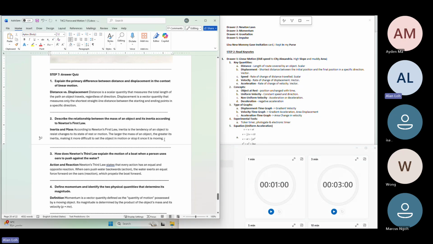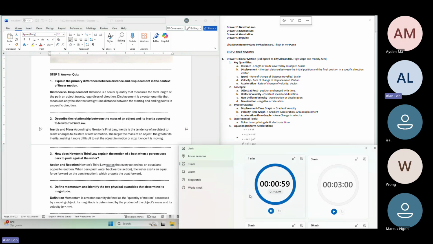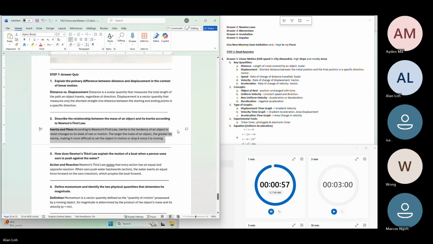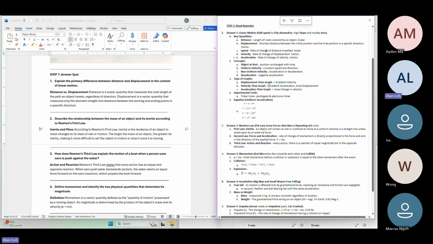Now, do the same thing. Read the question. Ask yourself, which drawer is this? Form your own answer. Then compare your answer with this answer. Let's do it in 1 minute. How do you form your own answer? With your drawing, with the story, and also this reference here.